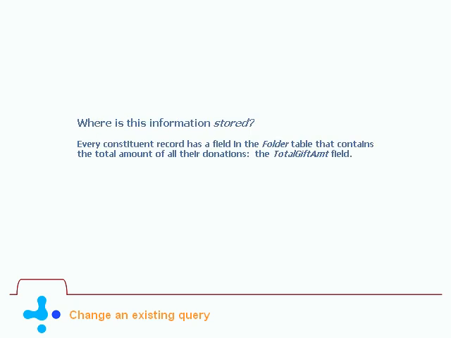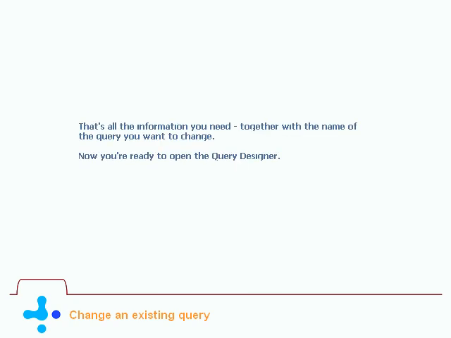Where is this information stored? Every constituent record has a field in the folder table that contains the total amount of all their donations. It's the total gift amount field. That's all the information you need, together with the name of the query you want to change. Now you're ready to open the Query Designer.